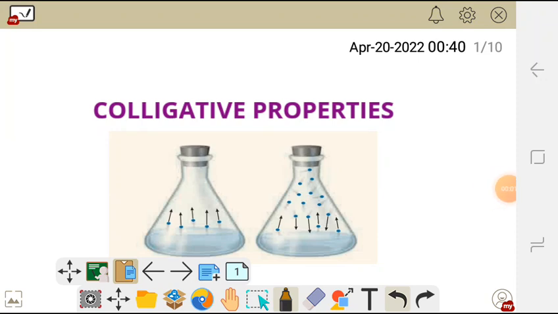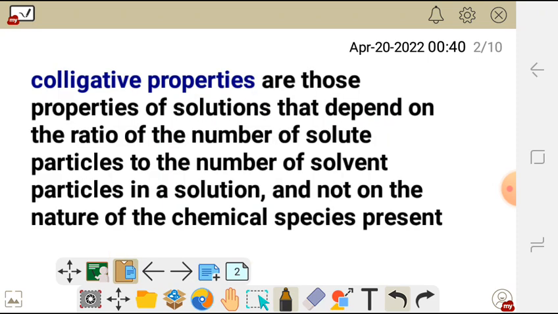Let's talk about colligative properties. So what are colligative properties? Colligative properties are those properties of a solution that depend on the ratio of the number of solute particles to the number of solvent particles in a solution, and not on the nature of the chemical species present.